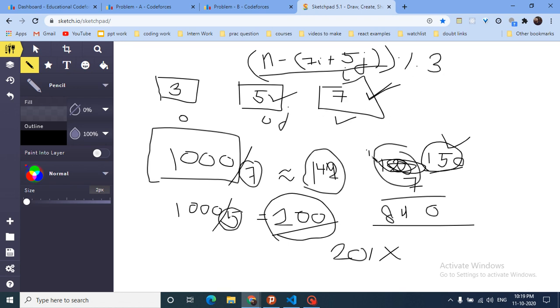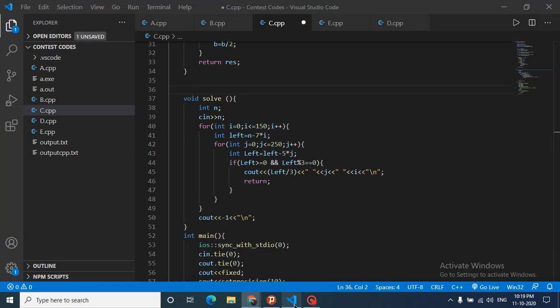And now because these are very small, 150 and 200, you can iterate over both of these values and find out whether there is some answer. If there is a possible answer, then print out the number of rooms for 3 is this, number of rooms for 5 is j, and number of rooms for 7 is i. Else there is no answer, so print out -1. So that's the whole logic for this question. I'll take it to the code part now.